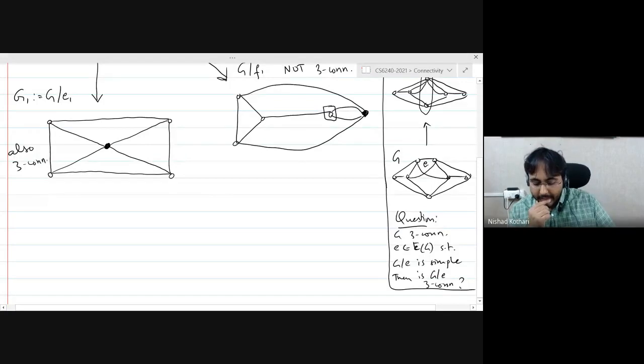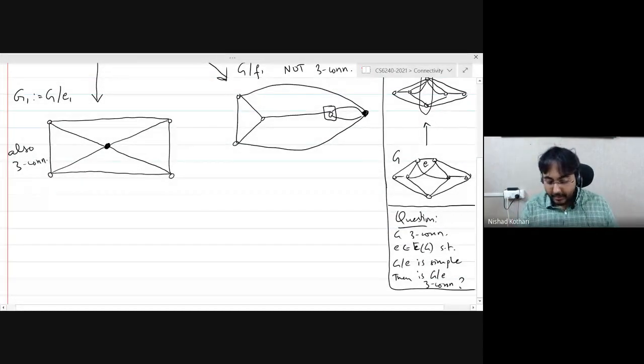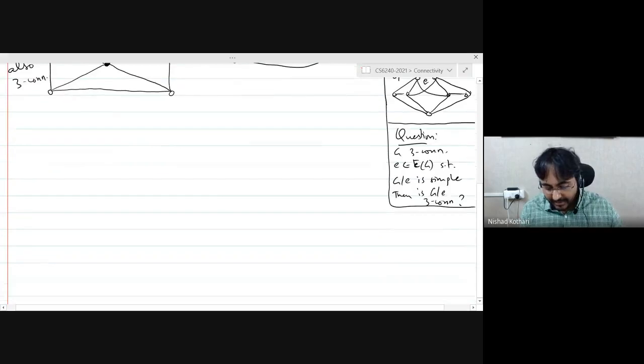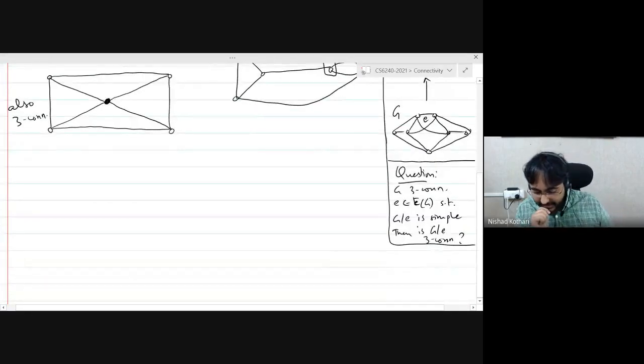Okay, so that's a good question. Let's try to take this offline, because at this point I don't know how to create a counterexample. If anyone sees a counterexample, please let us know, because it would be nice to prove something like this. If the graph is simple, does it necessarily mean that you will get a three connected graph? My guess is the answer is no, but I just cannot think of a counterexample right now. But I could be wrong.